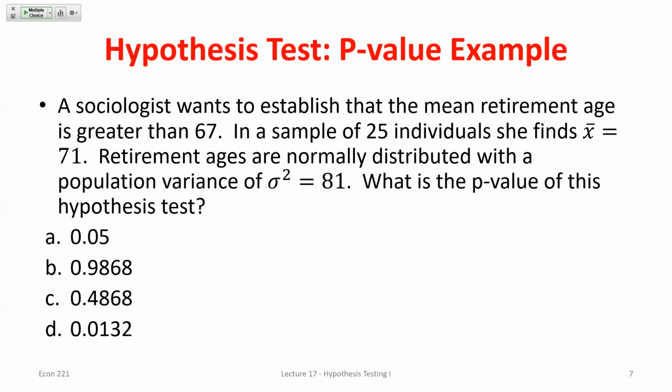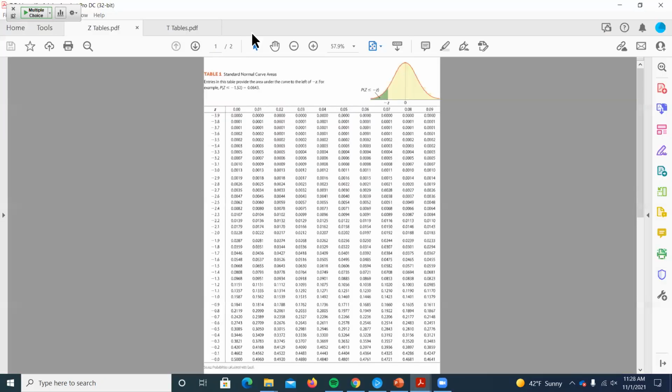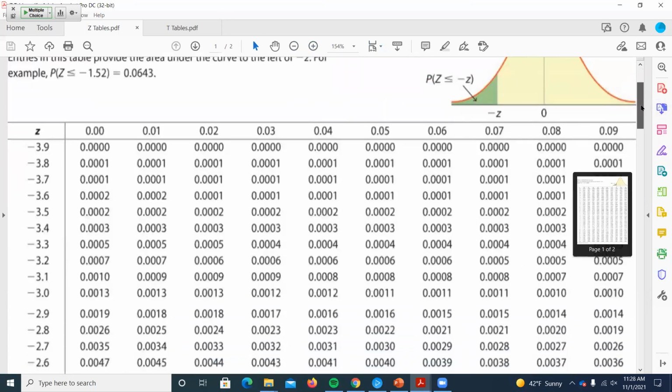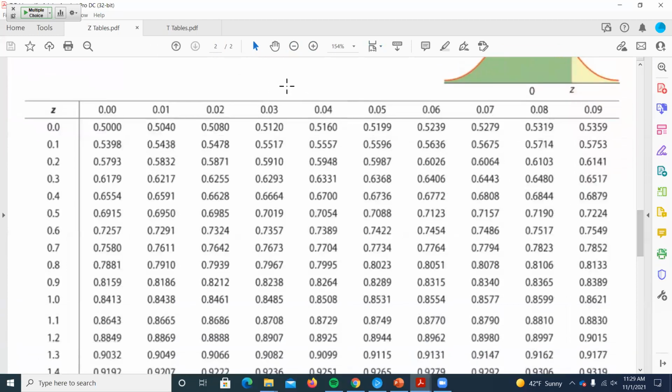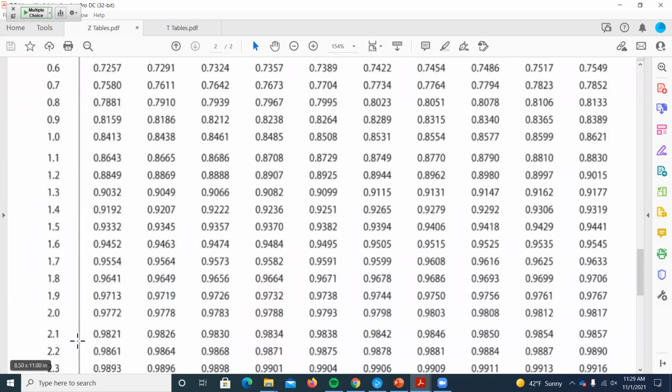In fact, I think if we work through this one, if I look up 2.22 in my standard normal table, I got to zoom in because no one can read that. So we go down here, 2.22. So that second decimal is that 0.02. So we're going to stay in this column. 2.22. The area to the left is 0.9868.